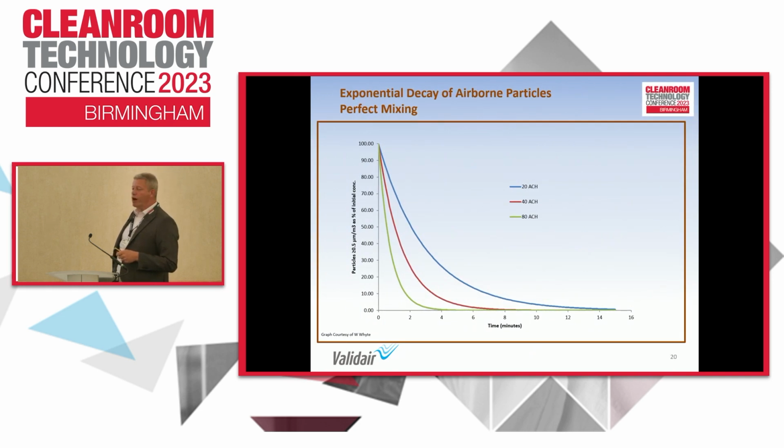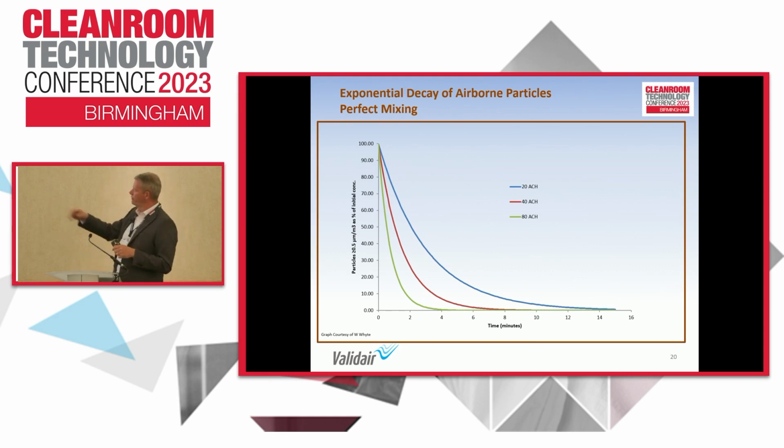Here's an example. With perfect mixing, that's where that ventilation effectiveness I talked about being 1, not 0.7, here's an idea of what your air change rates will give you for recovery. And this is where air change rates are relevant. They're relevant for recovery. When you have an introduction of contamination, it's about how quickly that recovers. Air change rates absolutely provide that.